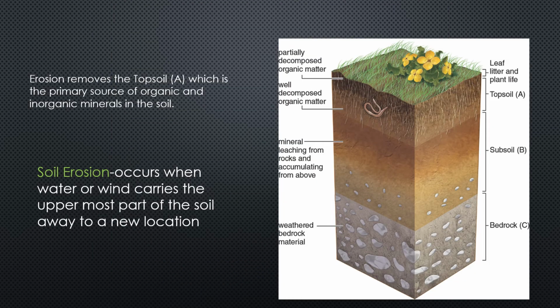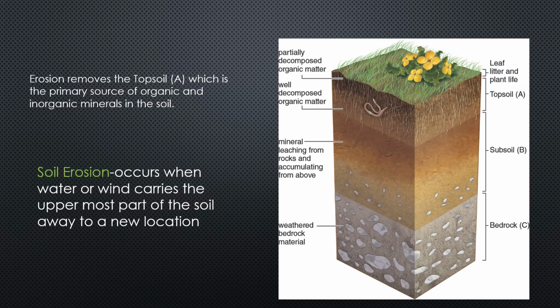So another thing that we need to consider is erosion. And what we mean by erosion is the movement, or the removal, I should say, of the topsoil portion of soil. And that topsoil is what contains all the organic and inorganic nutrients that are necessary for plants.